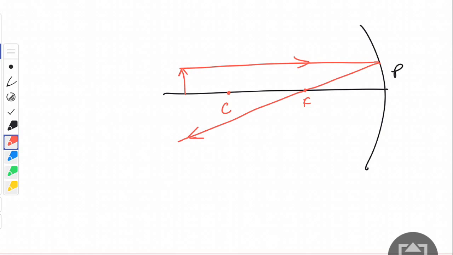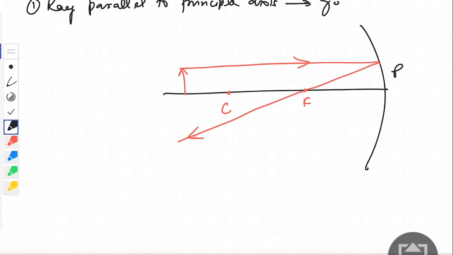Now I'm going to write the behavior. So what we'll do is look at some rays whose behavior we know. So one is a ray parallel to the principal axis. It will go through the focus.